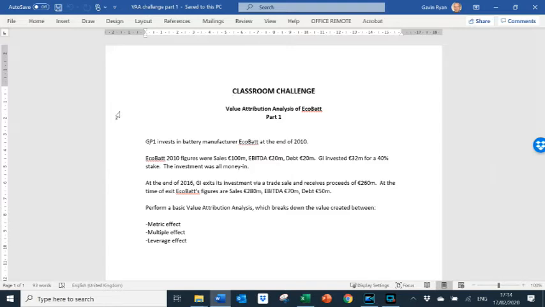At the end of 2016, the exit takes place and the fund receives proceeds of 260 million euros. At that time, the figures of the company are sales of 280, EBITDA of 70 million and debt of 50 million. And so the object of this exercise is to make a basic calculation of value attribution between the effect of the metric, the multiple, and the leverage effect.